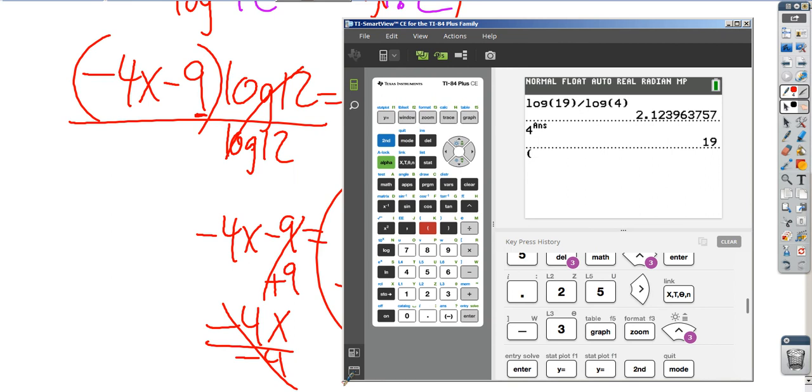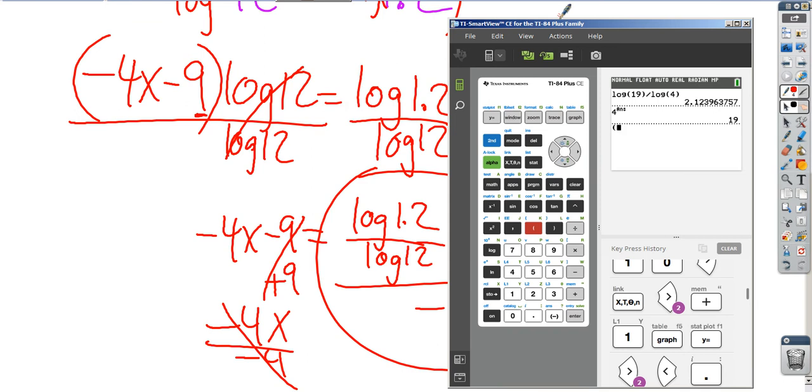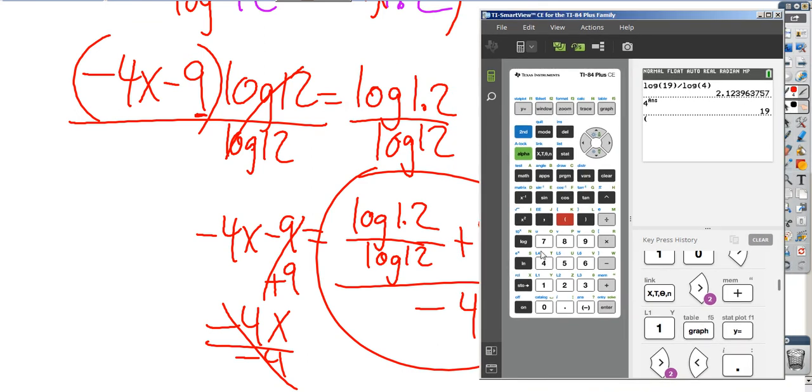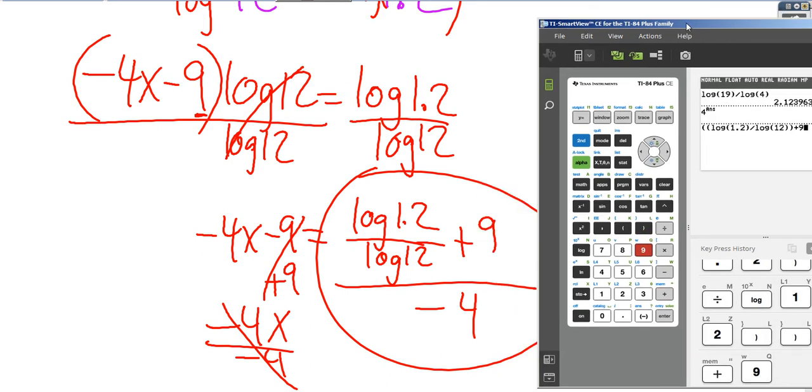Let's see if we can get it from this side. There we go. So it might work slightly. So we want to do the log of 1.2. So I'll make another parentheses here. The log of 1.2, close that parentheses, divided by the log of 12, close that parentheses. Okay, and then I want to take that number right there and add 9 to it, and then I want to take that whole thing and divide it by negative 4.